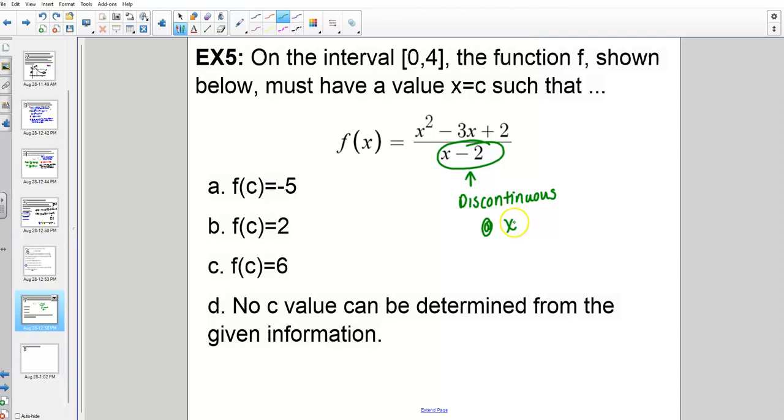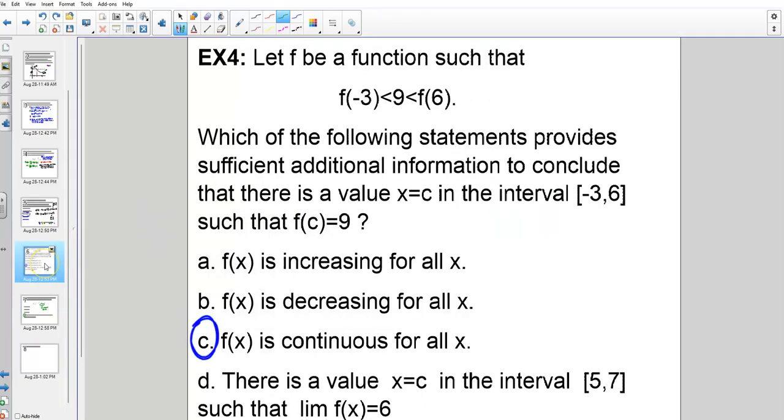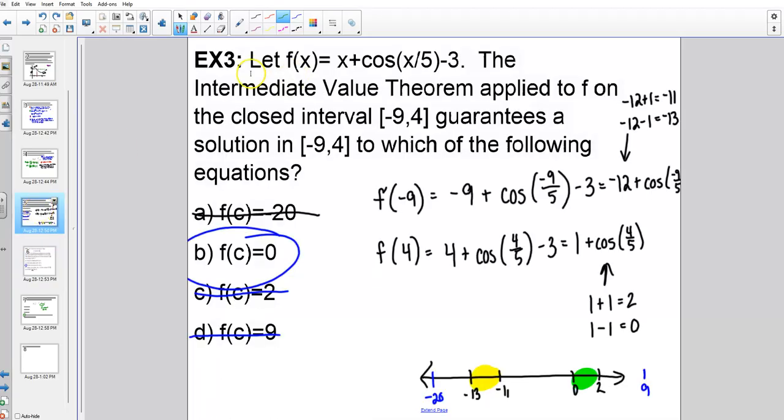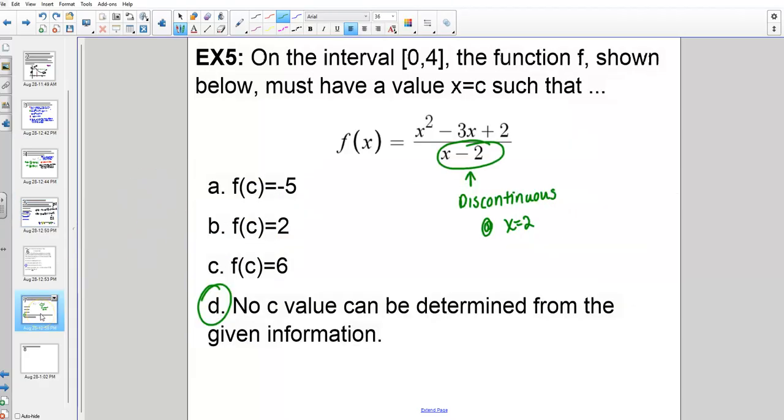At x equals 2, and 2 is on the interval from 0 to 4. So if we have a function that's discontinuous, we cannot determine what that c value would be, so D would have to be the answer for that. If this were continuous on our interval, then we would do like we did on example 3, and we would find f of 0, f of 4, and then we see which one falls in between those values. But that didn't happen for us here.